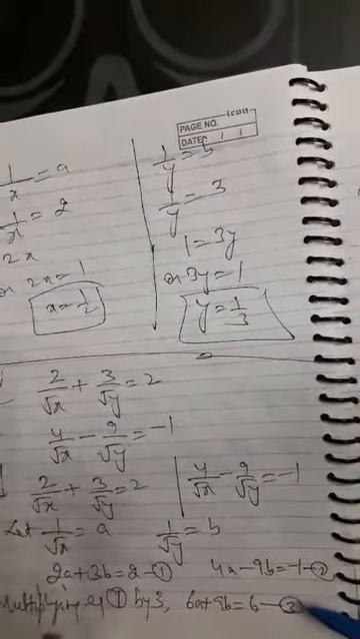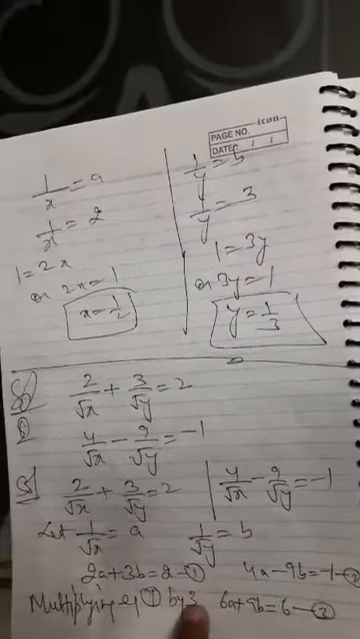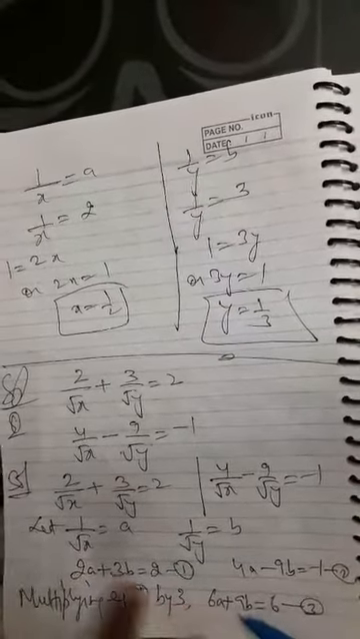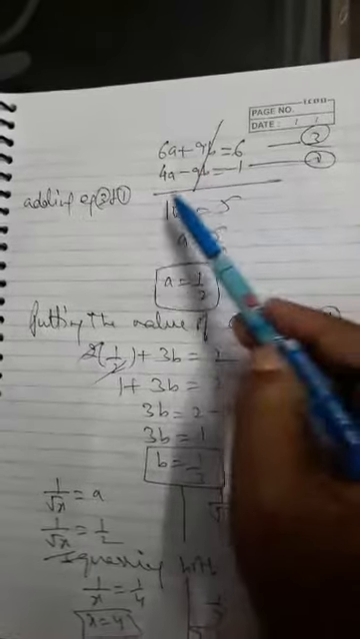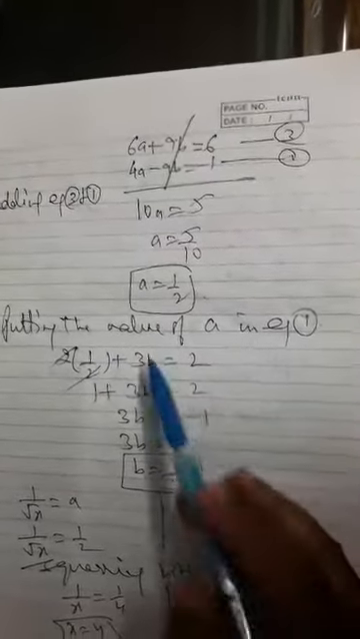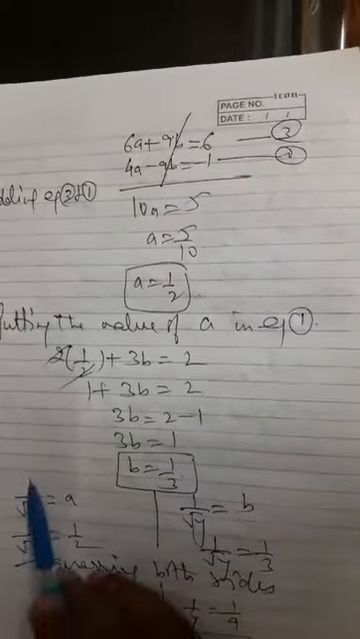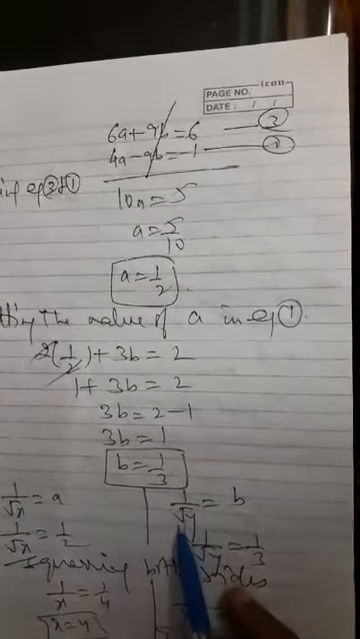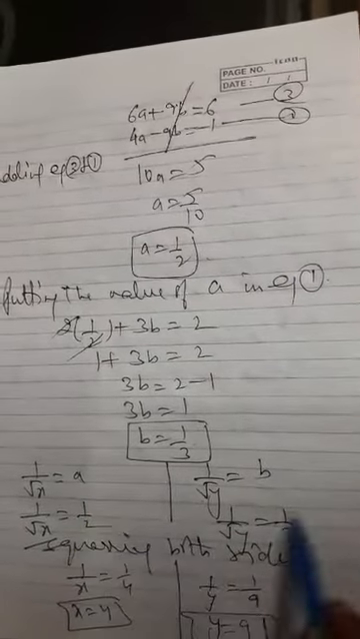Again I want to equate the coefficient of b. Multiplying equation 1 by 3, that is 6a plus 9b equal to 6. That is third equation. First equation I am copying here. Plus 9b minus 9b cancelled. So a equal to 1 by 2. Putting the value of a in equation 1, you will get the value of b. Now 1 upon root x equal to a and 1 upon root y equal to b. So you will write the value of a and b.